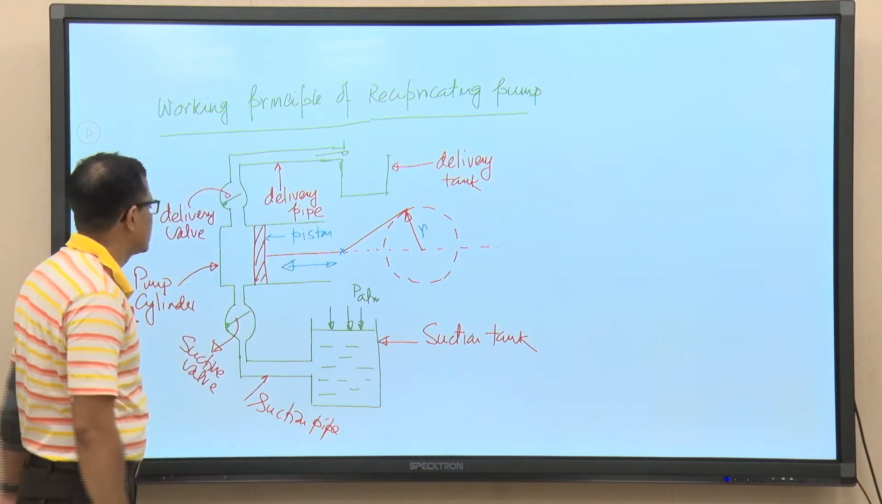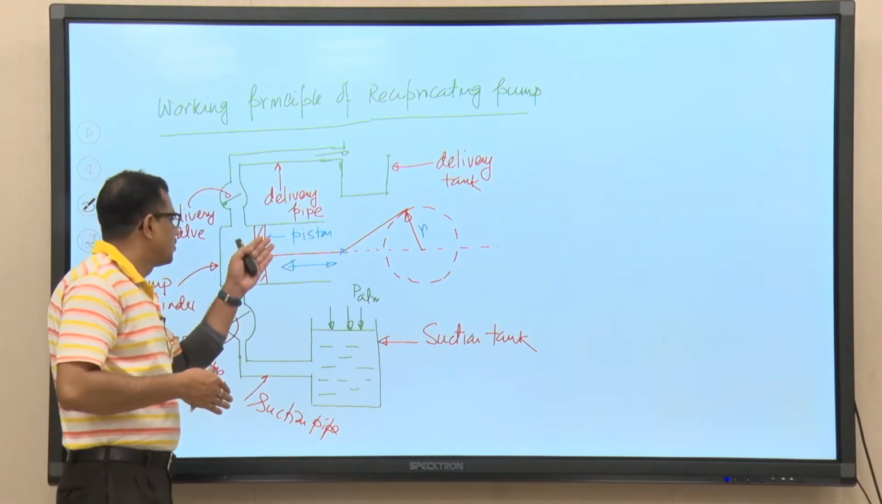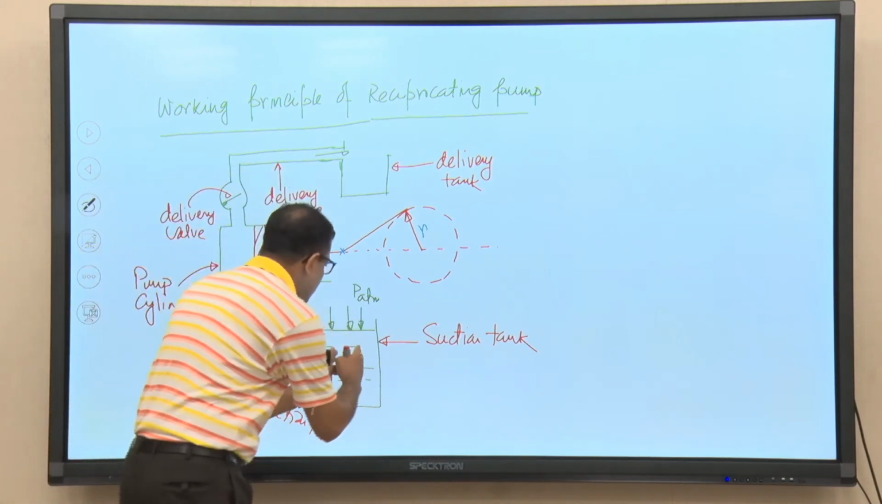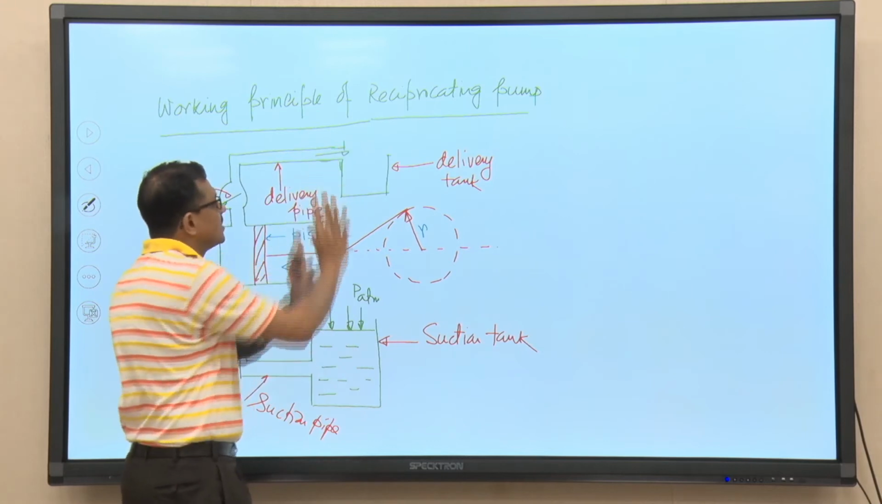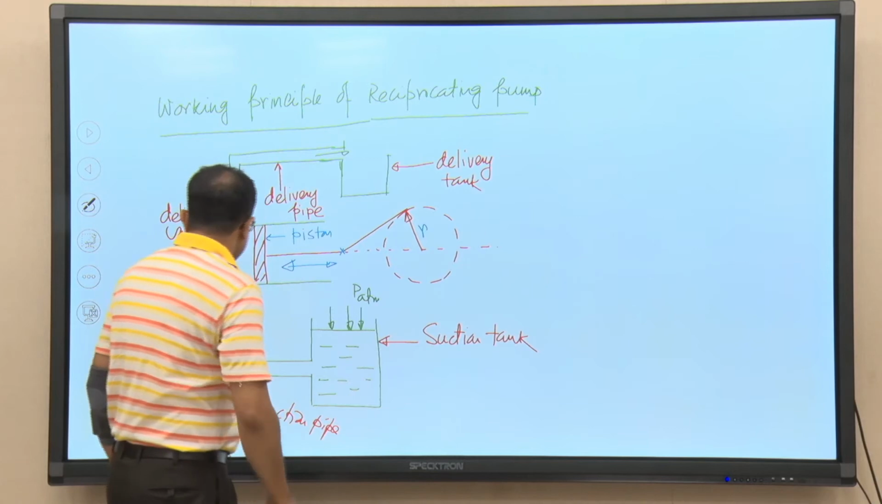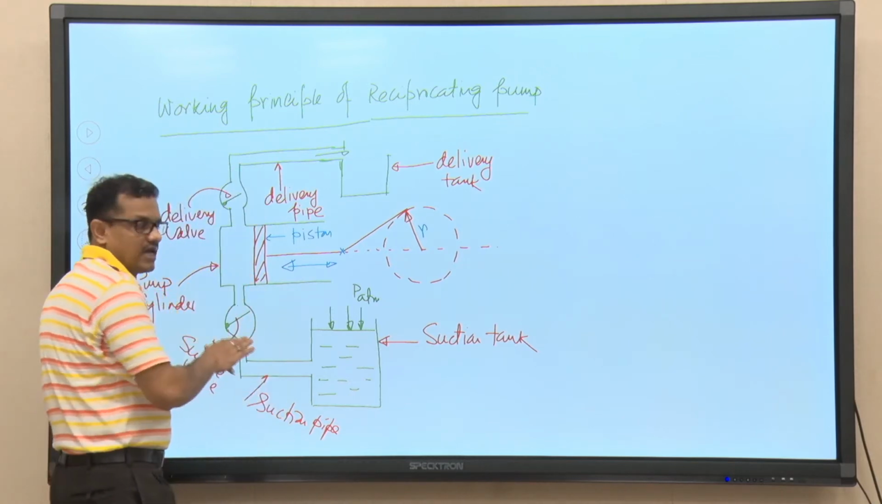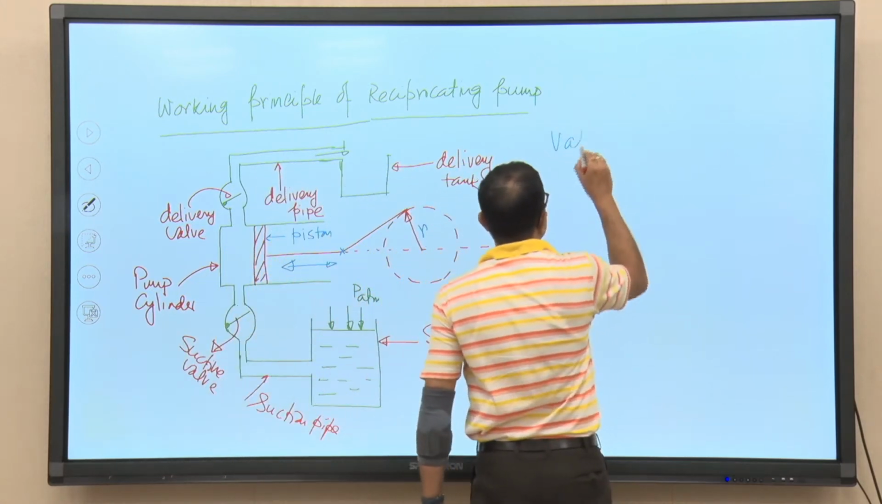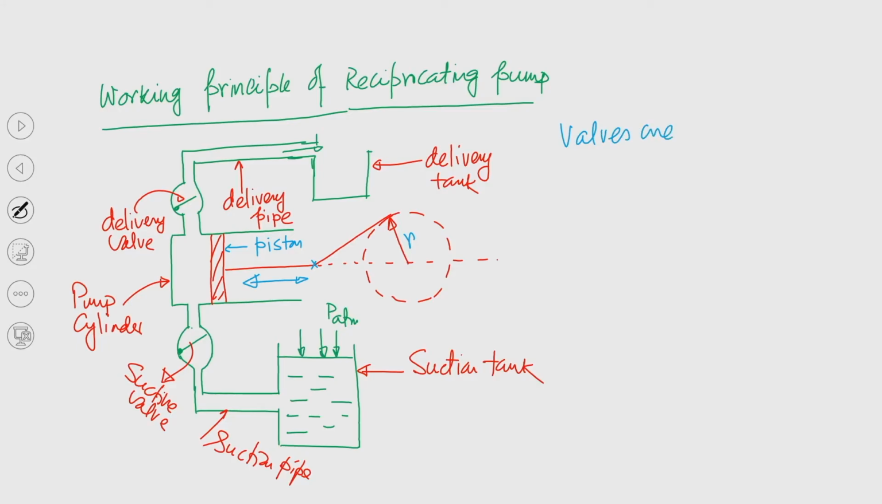So, what is essentially occurring inside the pump by virtue of which liquid from the suction tank is delivered into the delivery tank? That is what we need to understand from today's class. See, now there are two valves, and these two valves are one way valves. So, basically I can write over here, valves are one way operated valves.